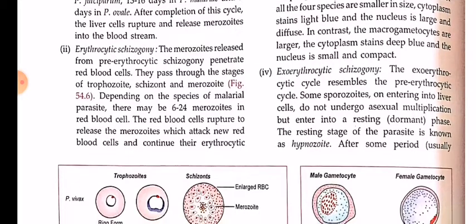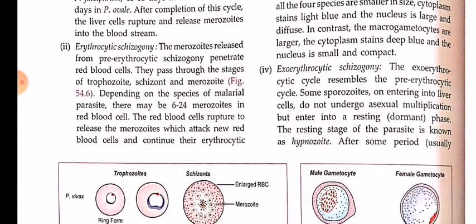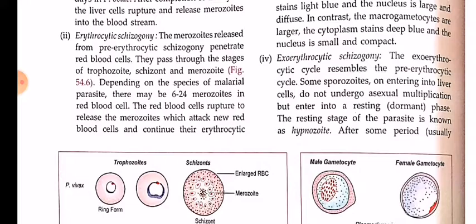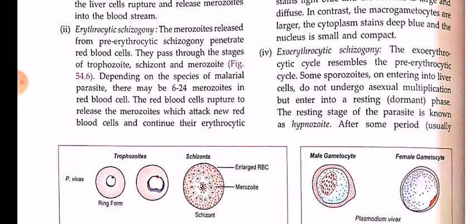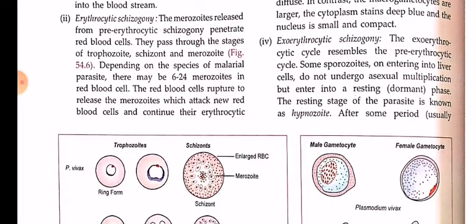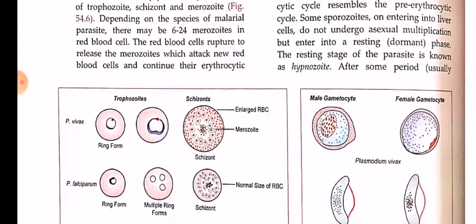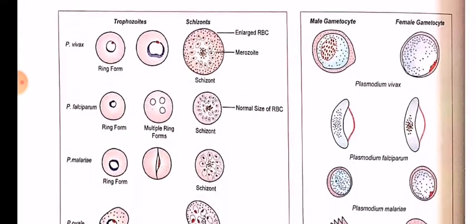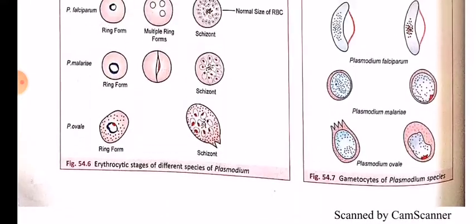Exoerythrocytic schizogony. The exoerythrocytic cycle resembles the pre-erythrocytic cycle. Some sporozoites, on entering into liver cells, do not undergo asexual multiplication but enter into a resting, that is dormant phase. The resting phase of the parasite is known as hypnozoite. After some period, usually... Okay, so these are the diagrams respectively.